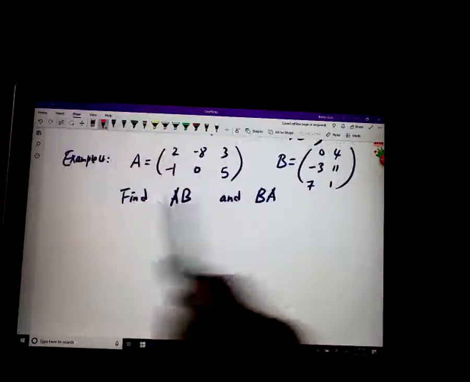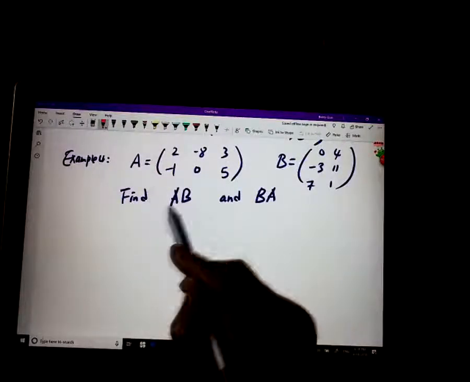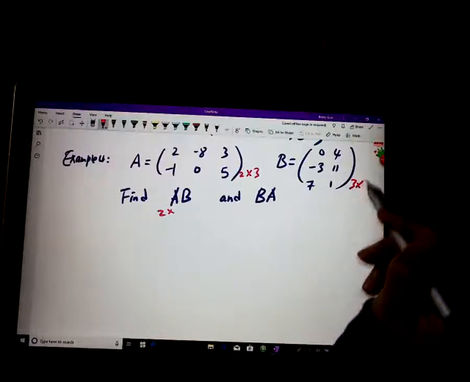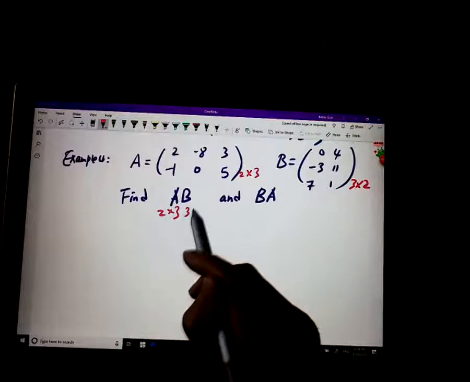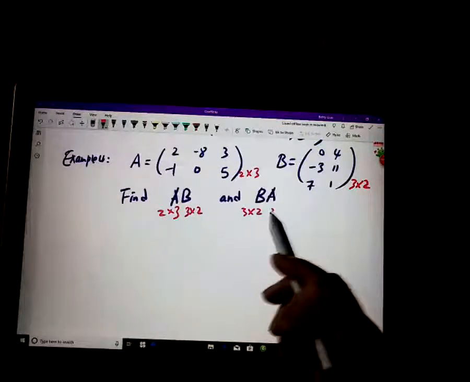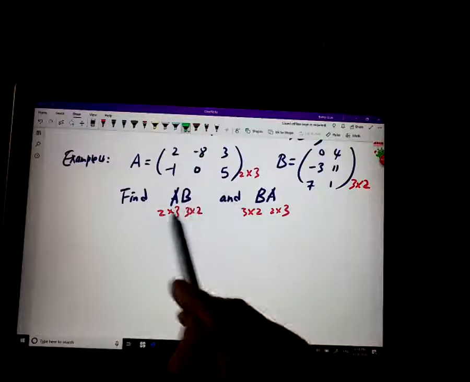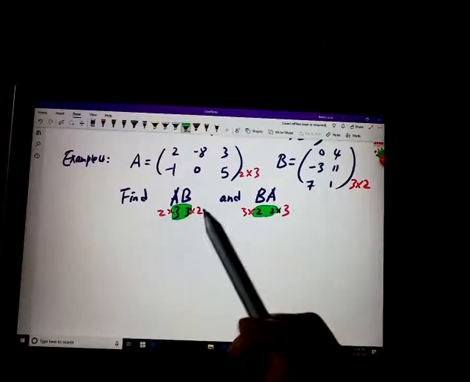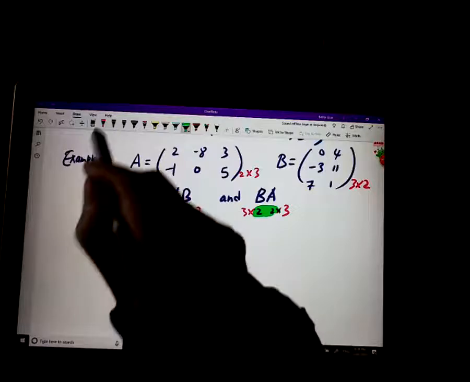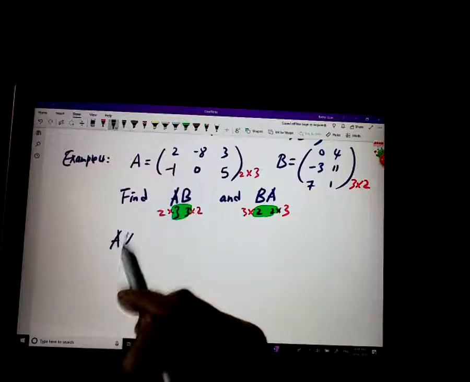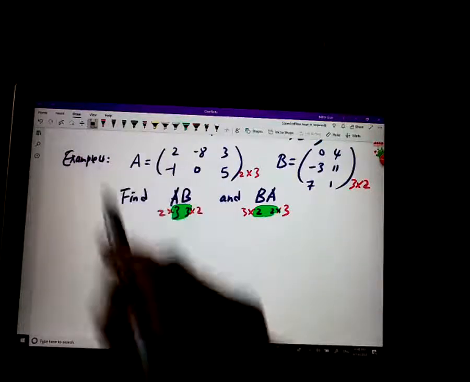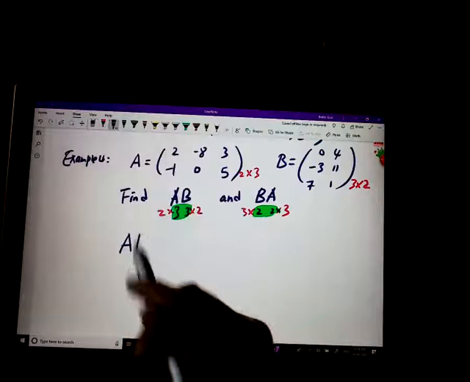Let's first determine, are those two products well defined? A is 2 by 3, B is 3 by 2. So this is 3 by 2, 2 by 3. Do you see they are equal, right? These are equal too. So both of the two products are well defined. But A times B is going to be a 2 by 2 matrix, and B times A is going to be a 3 by 3 matrix.